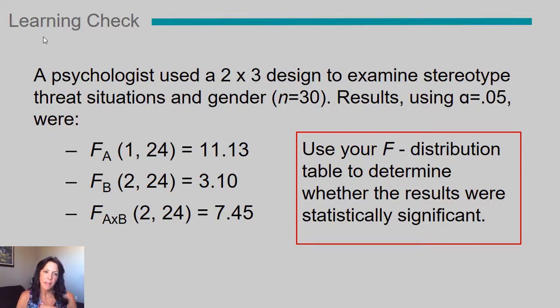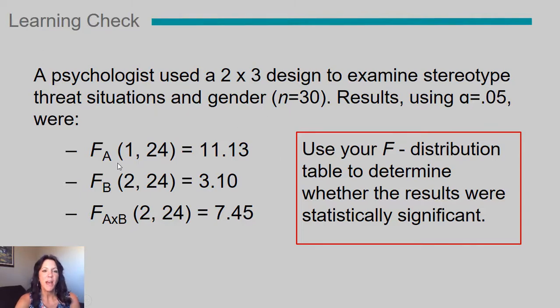Now what we have next to our F labels are the degrees of freedom. So how did we get these degrees of freedom? Well, first of all, the first degree of freedom is what we figured out how to do in the last video. And the second degree of freedom here is the degrees of freedom within for this study. We had 30 people in the study. And if you remember, degrees of freedom within is N minus K. We had 6 different conditions. 30 minus 6 is 24.